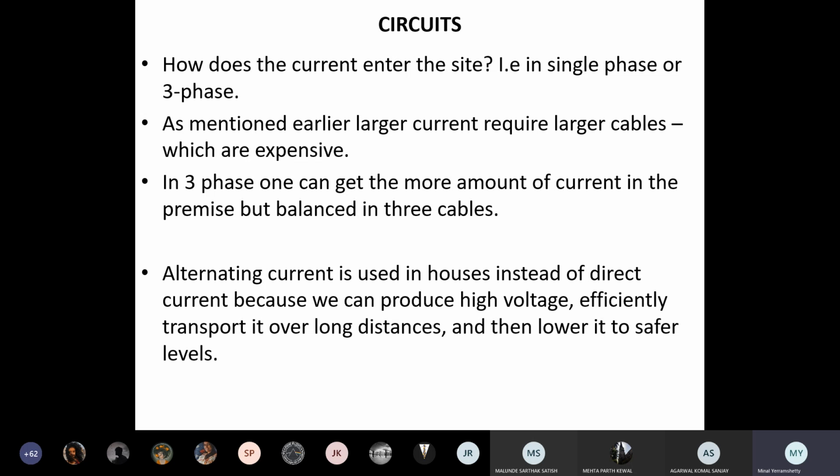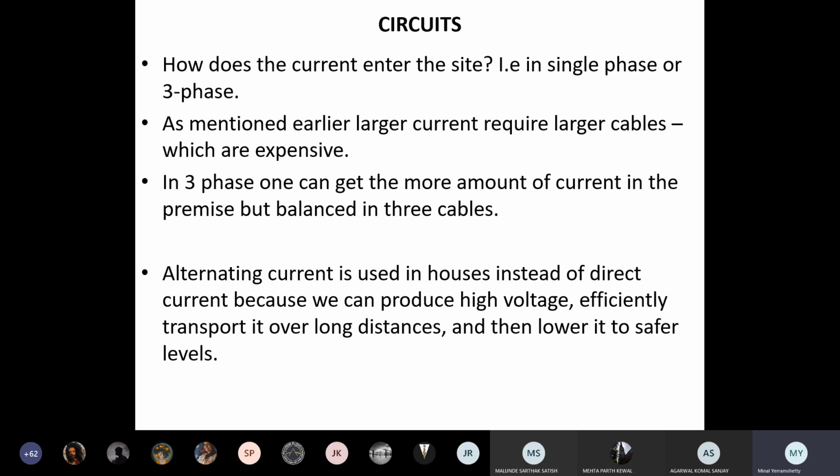And then those are traveled up and down wherever you wish to take it across your building. Then we come to the next slide, and that talks about circuits. So you have three phase and you have a single phase. I'm not really going into detail here, okay?